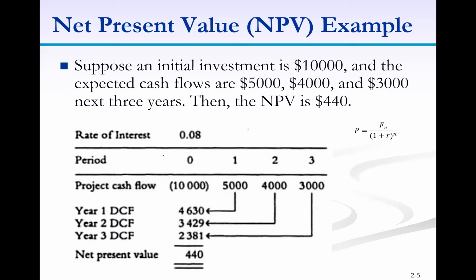So if you invested $10,000 today, and your revenues are $5,000, $4,000, and $3,000, you convert these to today's dollars using this formula. That is 4,630. This is 3,429. So add them together, including this.